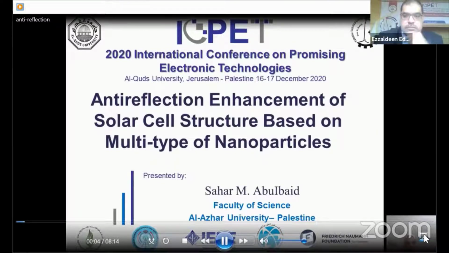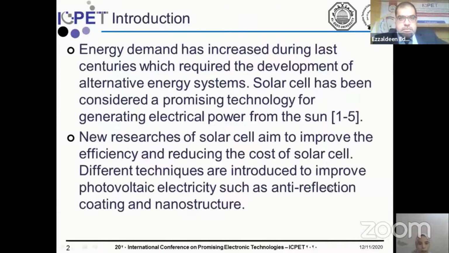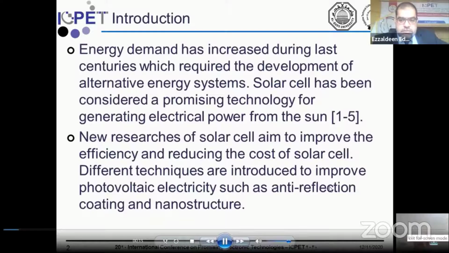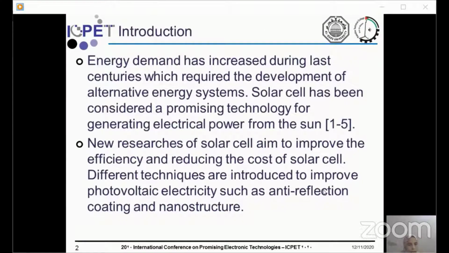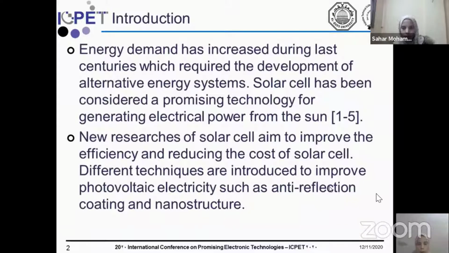Anti-reflection enhancement of solar cell structure based on multi-type of nanoparticles. Solar cell or photovoltaic is a promising technology that converts the sunlight directly into electricity through the photovoltaic effect. The aims of new research is to improve the efficiency of solar cell and reduce the cost of solar cell. Anti-reflection coating and nanostructure are methods used to improve the efficiency of solar cell.